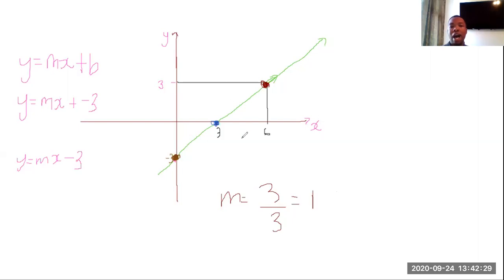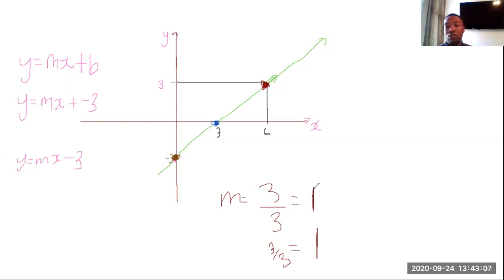That's 1. Now let's check from this point, blue point, to this red point right here. Consider that I'm already over. I'm not on this line anymore. I'm already over from the y-axis. So in order to get up to this part of the line, I have to go up 3. From here to here is going to be 3. But in order to get from 3 to 6, I have to go over 3 as well. So from here to here is also 3 over 3, which is 1.